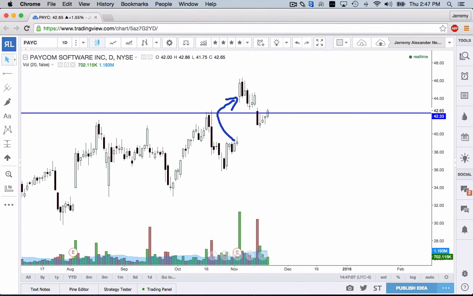It's a bullish retest gap. Did the stock retest? Yes, it did. There's the retest right there. And we're currently retesting now.